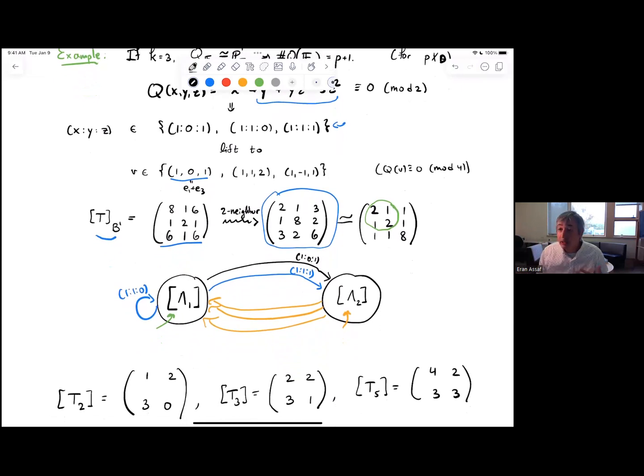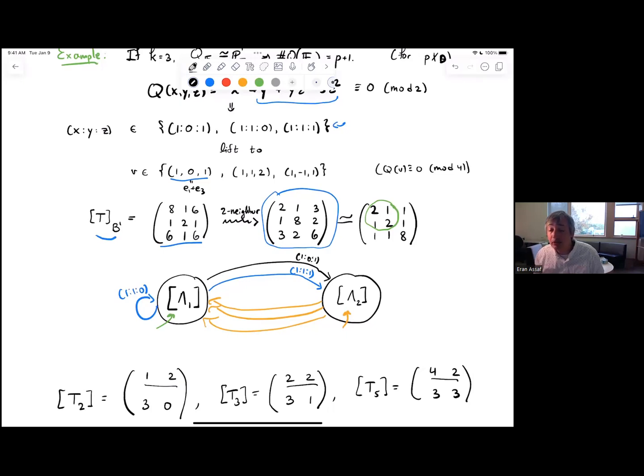And more than just these graphs, we can form their adjacency matrices, right? So I wrote here T2 for the adjacency matrix of the graph that we see here, right? We have 1, 2, 3, 0. And similarly, one can repeat the thing for p equals 3 or p equals 5 and get the other matrices that we see here. And you can see that the sum of the rows is always p plus 1, right? Here it's 3, here it's 4, here it's 6.